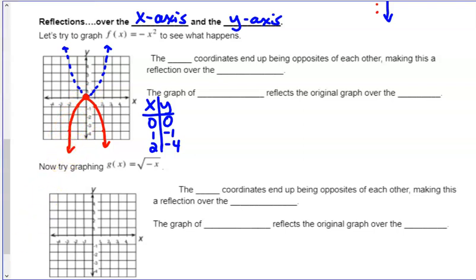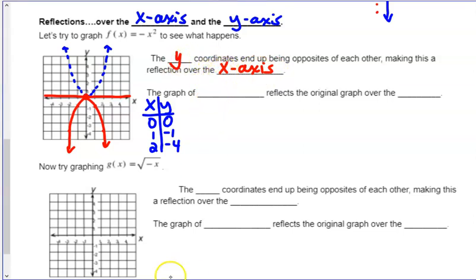So what's happened to the original x squared graph when I have a negative out front? It has now completely flipped itself down under here to quadrants 3 and 4. And it is flipped down over this x-axis. Therefore, the y coordinates that we had end up becoming opposites of each other, making this a reflection over the x-axis. So that's kind of a reverse. Okay, y coordinates change to their opposites.